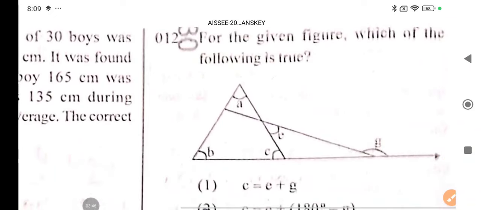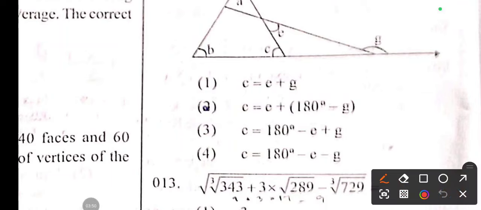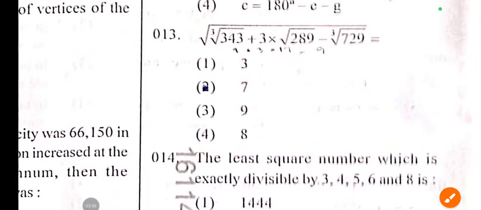Question number 12. For the given figure, which of the following is true? Option 2, C = E + 180 − G. Question number 13. Square root of cube root of 343 plus 3 into root 289 minus cube root of 729. Option 2, 7.